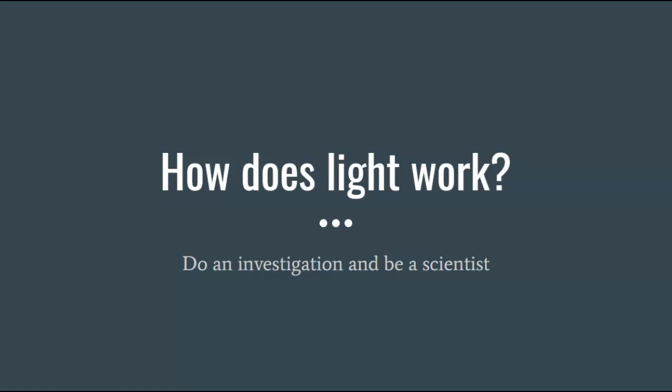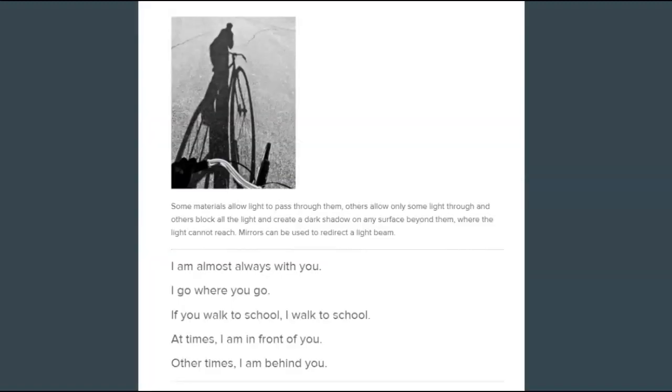Now that you're finished writing that in your notebook, we are going to do an investigation and be a scientist. Follow along with me as I read. Some materials allow light to pass through them. Others allow only some light through, and others block all the light and create a dark shadow on any surface beyond them where the light cannot reach. Mirrors can be used to redirect a light beam.